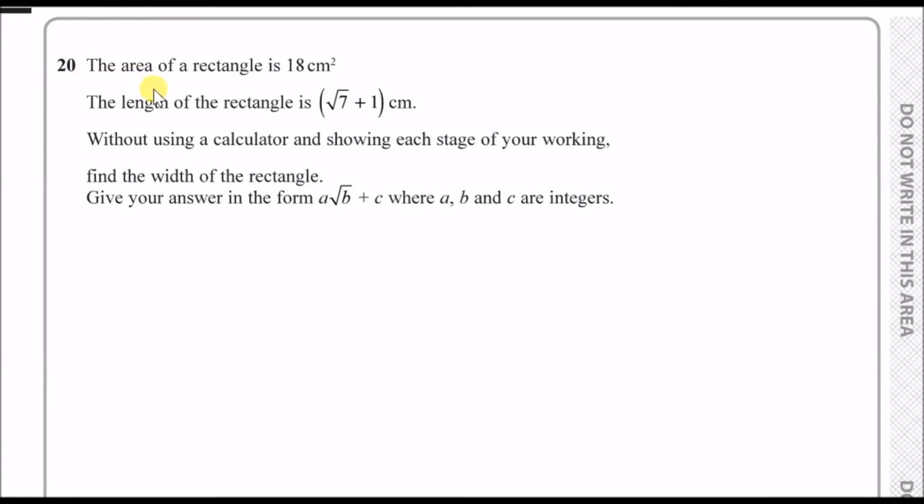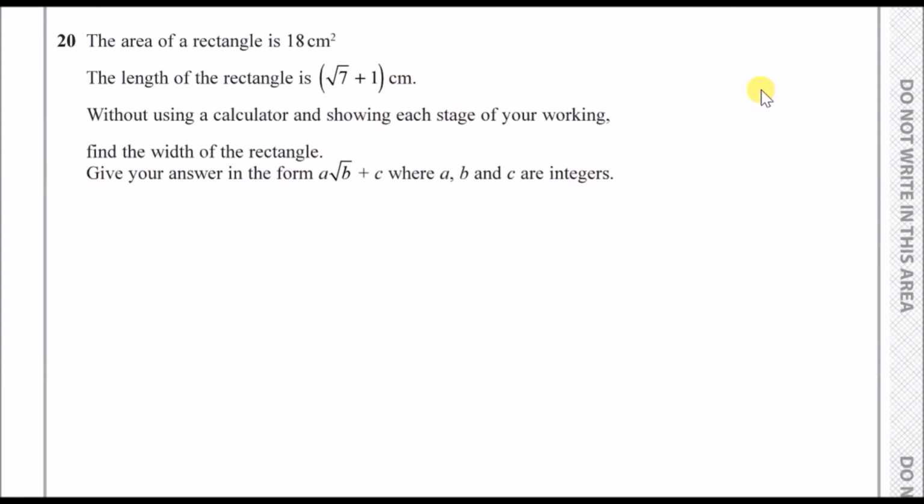Alright, 20. So the area of a rectangle is 18 centimeters squared. The length of one of its sides is √7 plus 1 centimeters. Okay, so you've got surds here. Without using a calculator and showing each stage of your working, find the width of that rectangle. Okay, so you've got a rectangle problem.